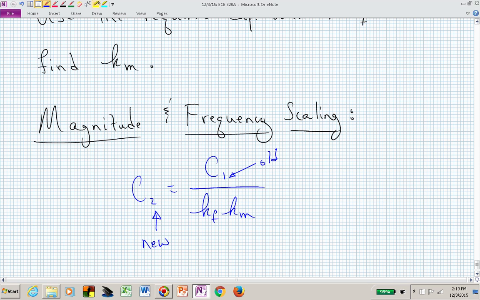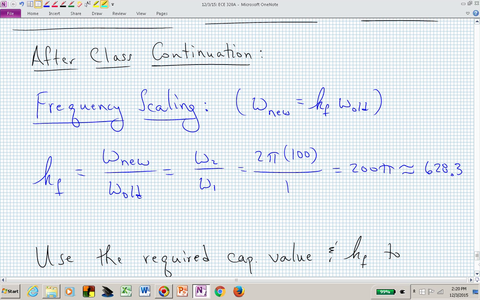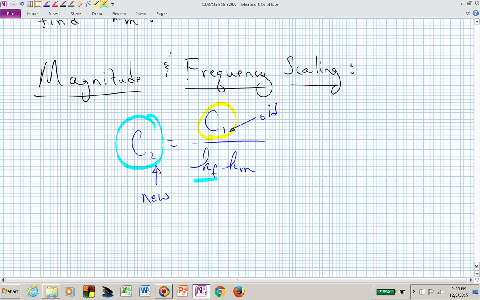We know C1, that we fixed to be 1 in our low-pass filter circuit. We have knowledge that we want to have a 1 microfarad capacitor, so we know C sub 2. We've also found K sub f right here to be 628.3. We now know 3 of the 4 parameters in that expression.